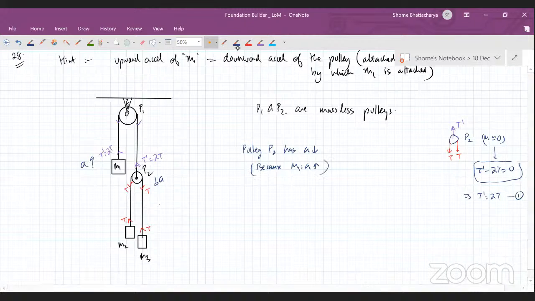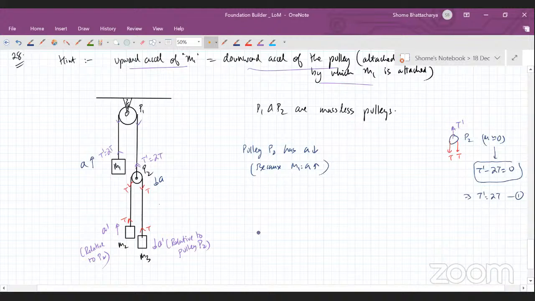Okay. And in the frame of this pulley, this is the lighter block M2 and M3 is a heavier block. So M3 will be coming down with an acceleration A3, but this is relative to the pulley P2. And this will be going up with an acceleration A prime, but that is also relative to the pulley P2. Okay, so this is what I meant by saying that we have to take this into account.